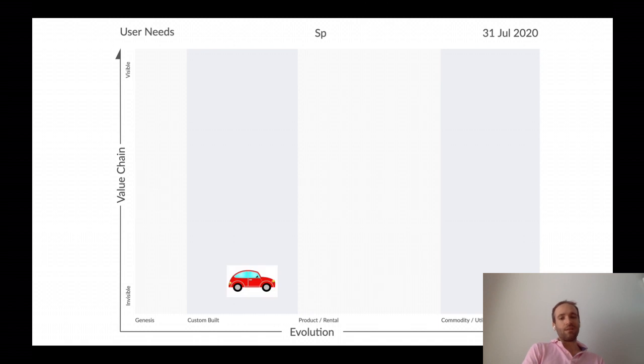Make sense? So Genesis, custom built products, when you have a product rental and when you have a commodity. So electricity, water, these are commodities today, but they were not commodities 200 years ago. Good.